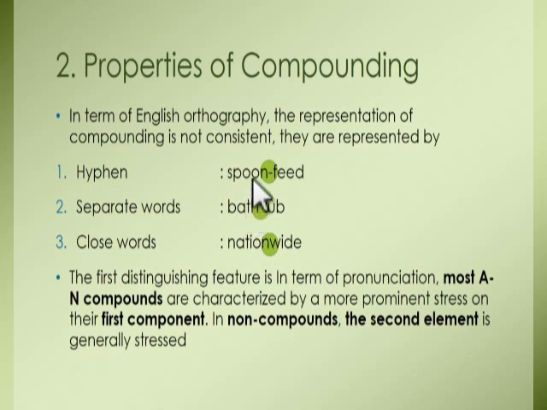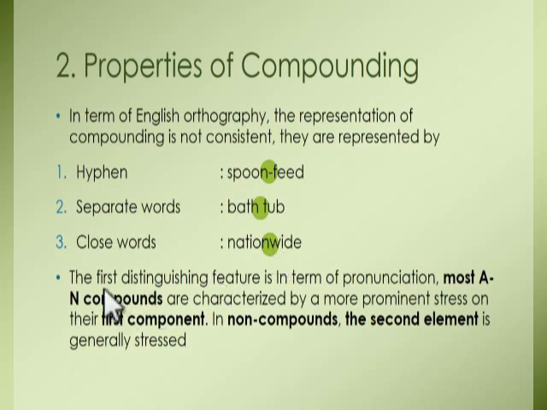This one, spoon-feed, we have a hyphen between the two morphemes to combine spoon-feed. Okay, and the separate word, bath tub, we use a space between the morphemes. And then the closed word, nationwide, we just combine it directly with no space between the words.